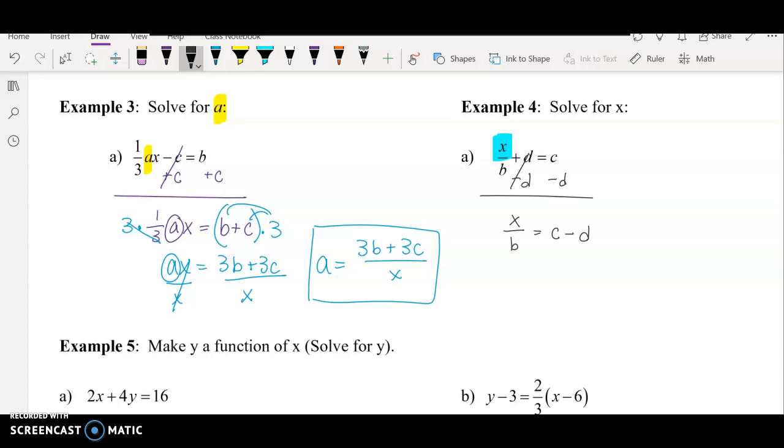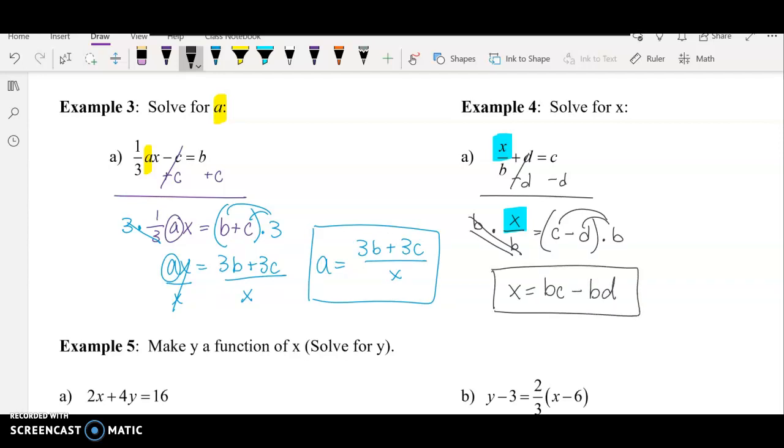Then right now x is being divided by b, so I want to get rid of that b. I'm going to go ahead and multiply both sides by b. And here's another case where I need to go ahead and put parentheses and multiply everything over here by b. So I'm going to write bc minus bd. So x equals bc minus bd. And if you wrote it as cb minus db, that's fine too. It's the same thing.